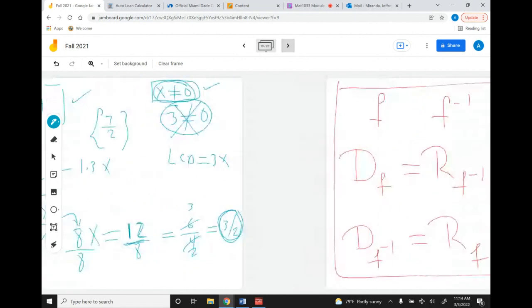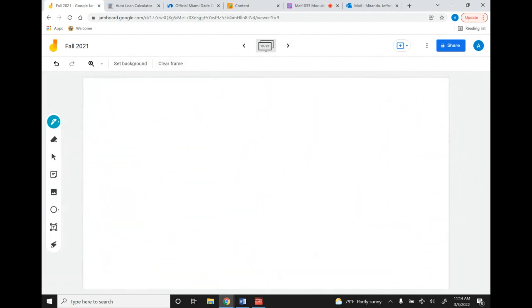Let's do another one. This will be the last one. Let's do 6 over 3y minus 18, minus 3, equals 2 over y minus 6. So that's what I need to do. Notice that it looks intimidating. What do I do first?